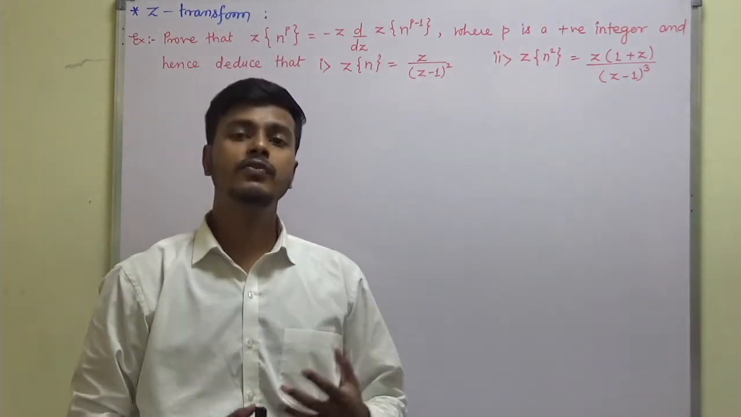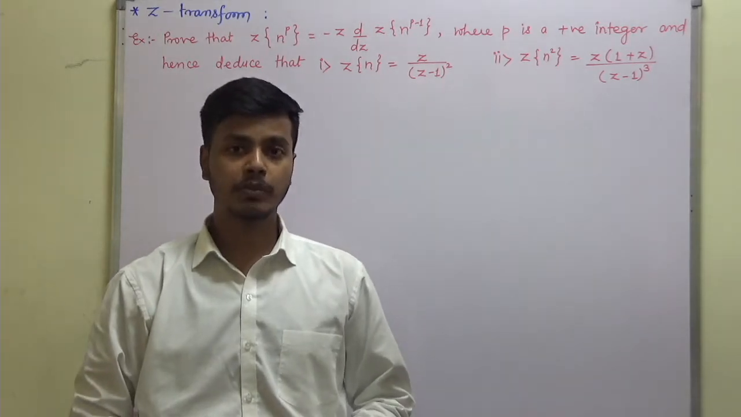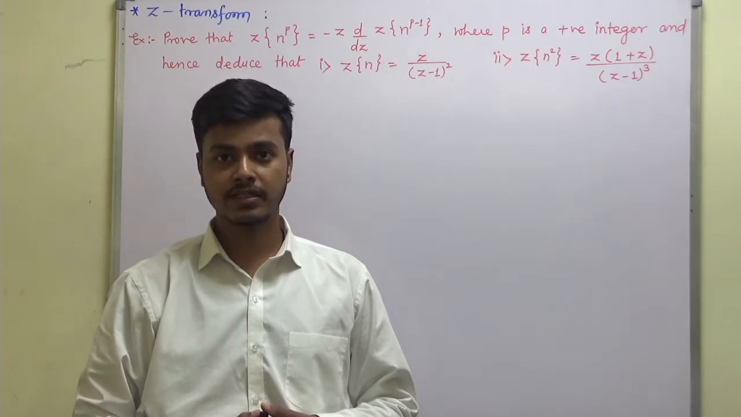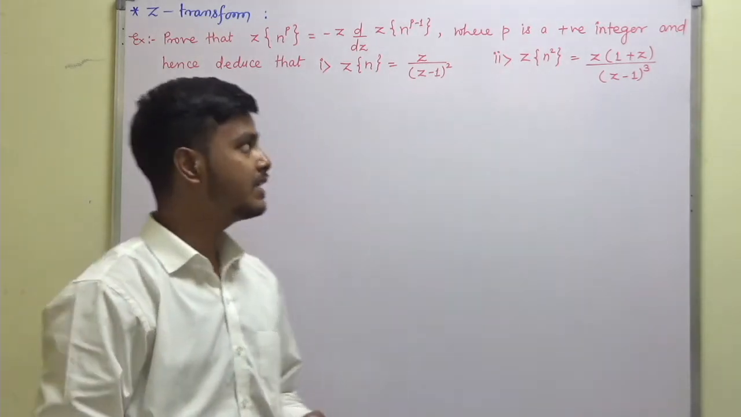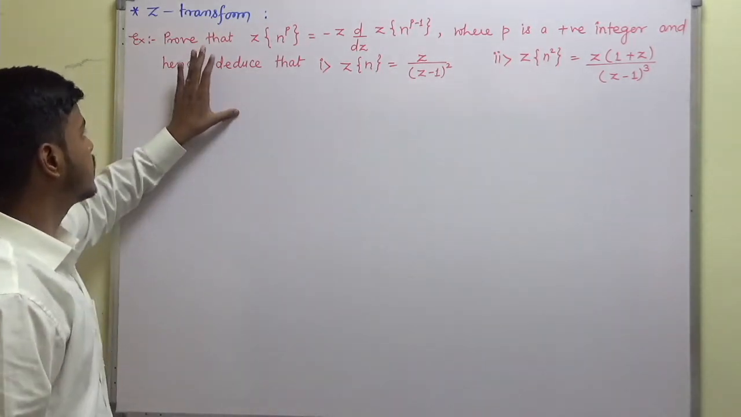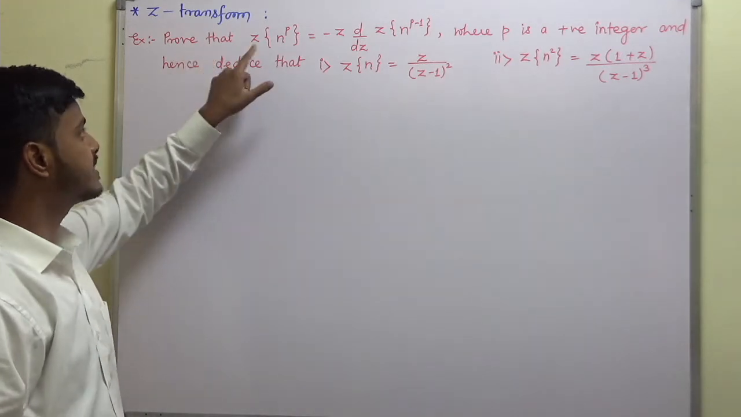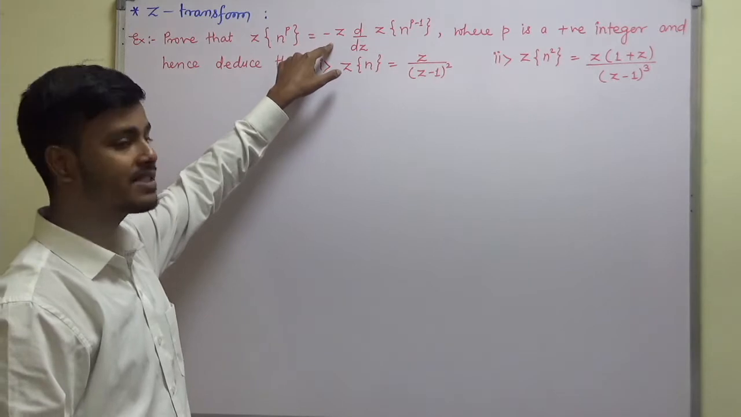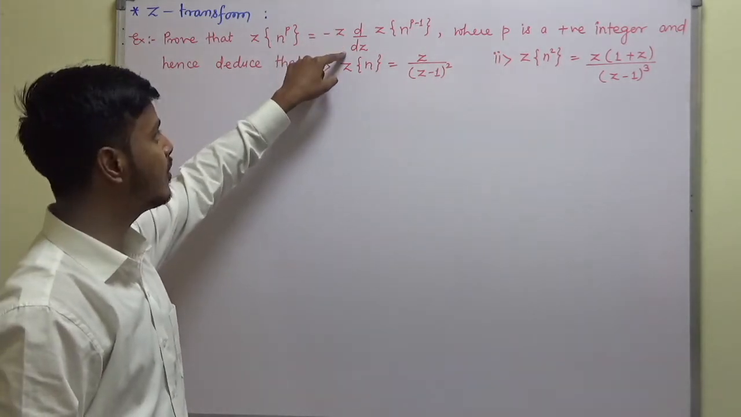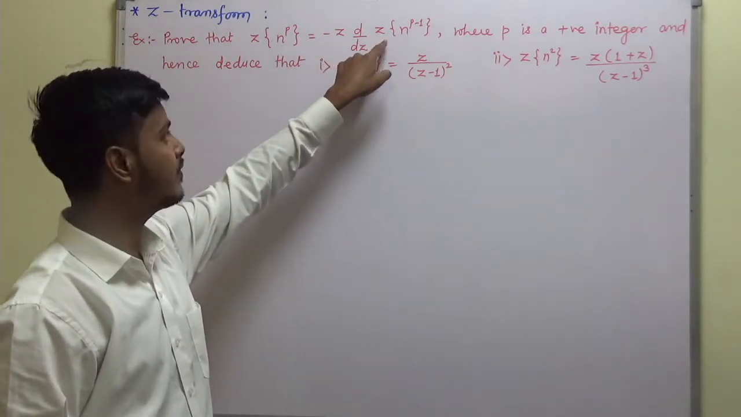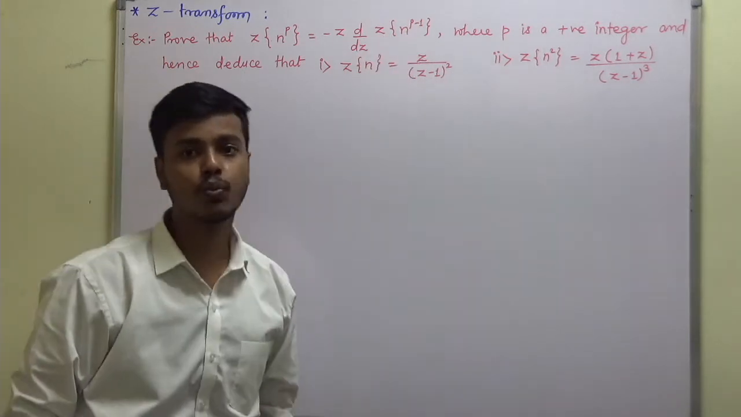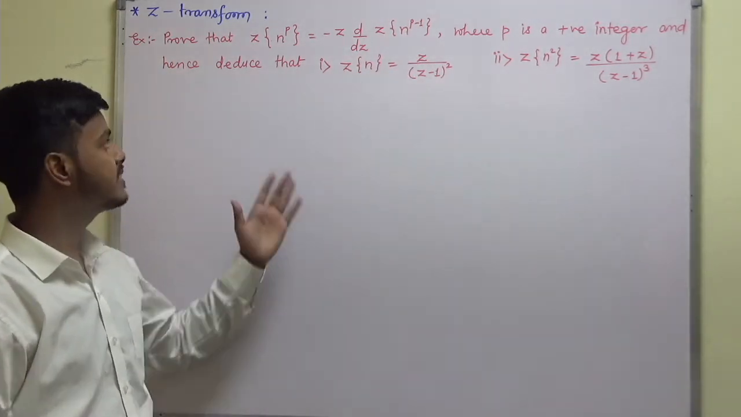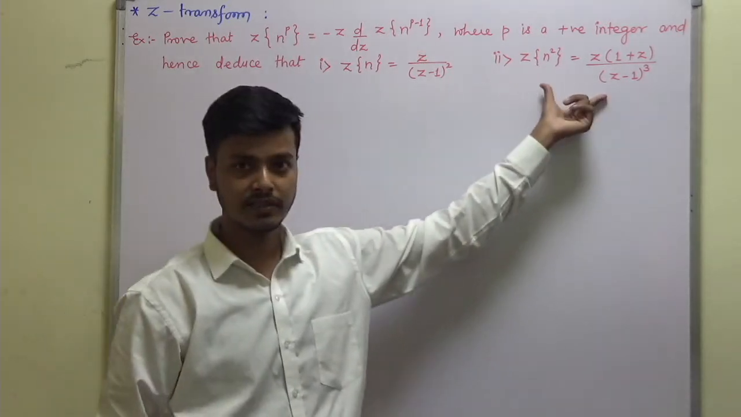In this learning video, we are going to take very important problems of this topic, Z transform. So let us see this problem. This problem says prove that Z transform of n to the power p is the same as minus z times d/dz of Z transform of n to the power p minus 1, where p is any positive integer, and hence we have to find out this and this.